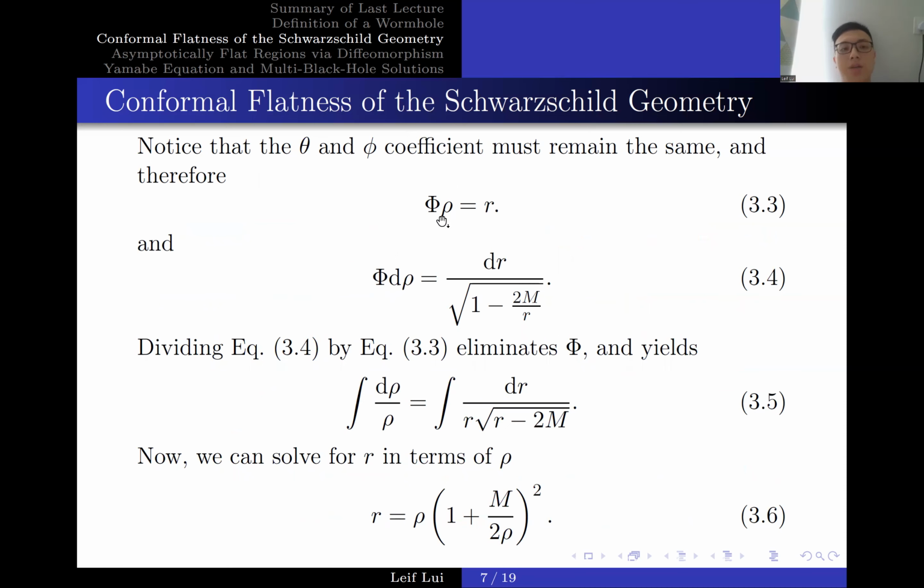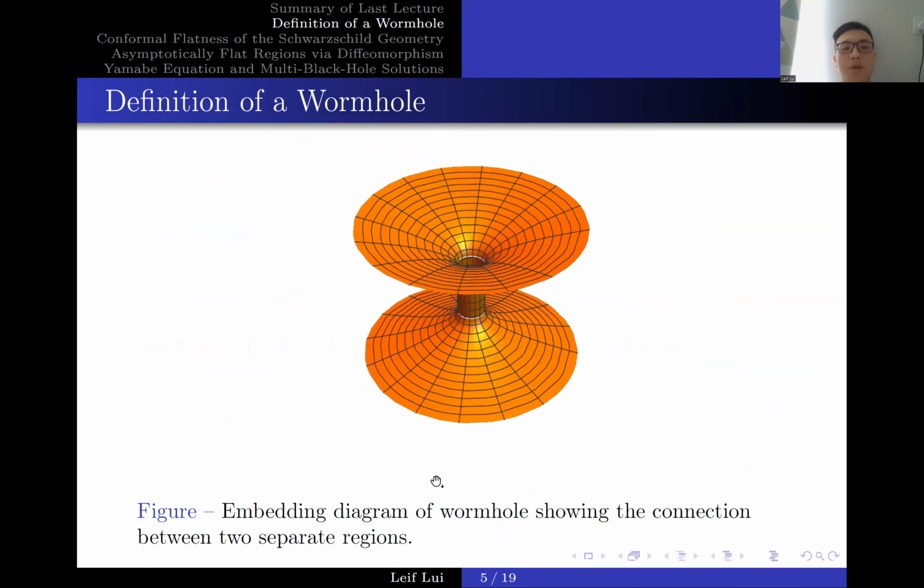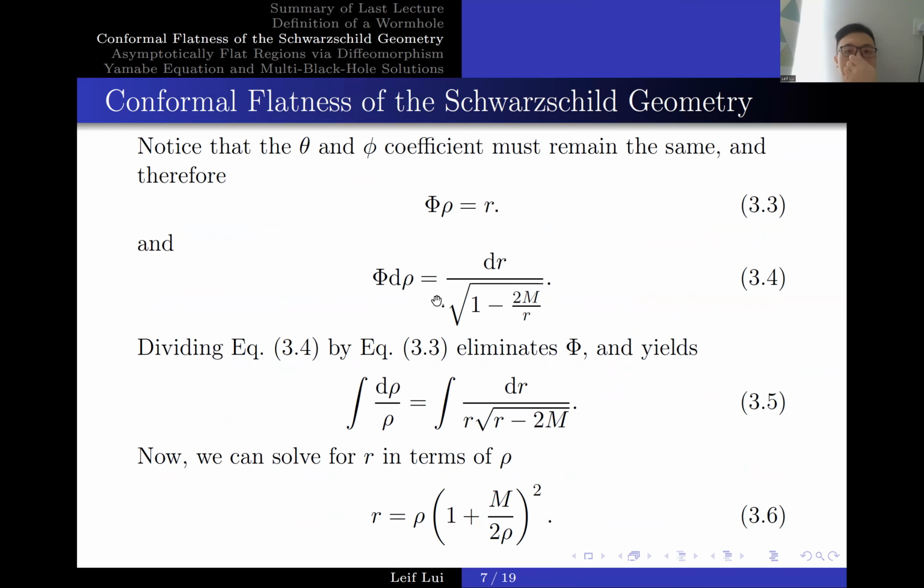That's okay. And similarly, we can compare the dr squared term, this one and this one. By doing so, we get this equation. This equation seems somewhat difficult to solve, but what we can do is eliminate phi first. So the strategy is to first eliminate phi and then solve for r in terms of rho, and then just substitute. Once we have r in terms of rho, we can write phi in terms of rho.